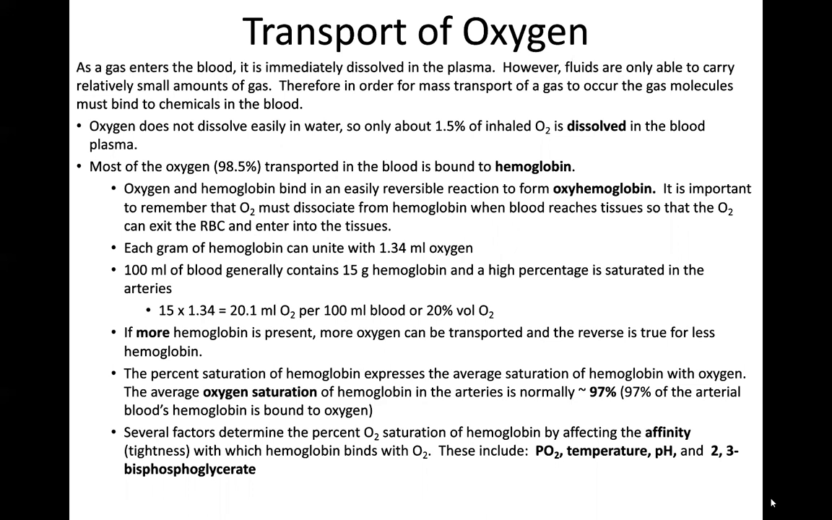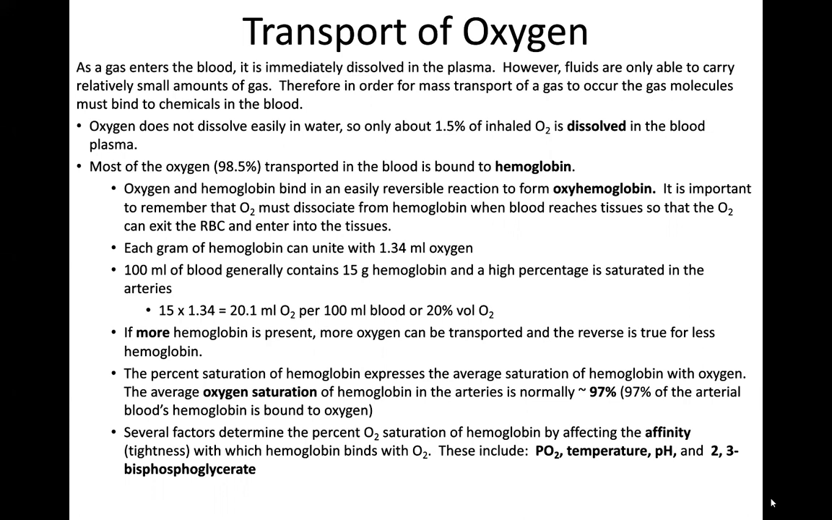Around 98.5% of the oxygen that we carry in our blood is bound to hemoglobin, whereas the other 1.5% is going to be dissolved in our blood plasma. Only about 1.5% is able to be dissolved in our plasma, and that's because oxygen just doesn't really dissolve very easily in water. And so we're not really going to talk too much about the dissolved form. We'll talk more about the form bound to hemoglobin.